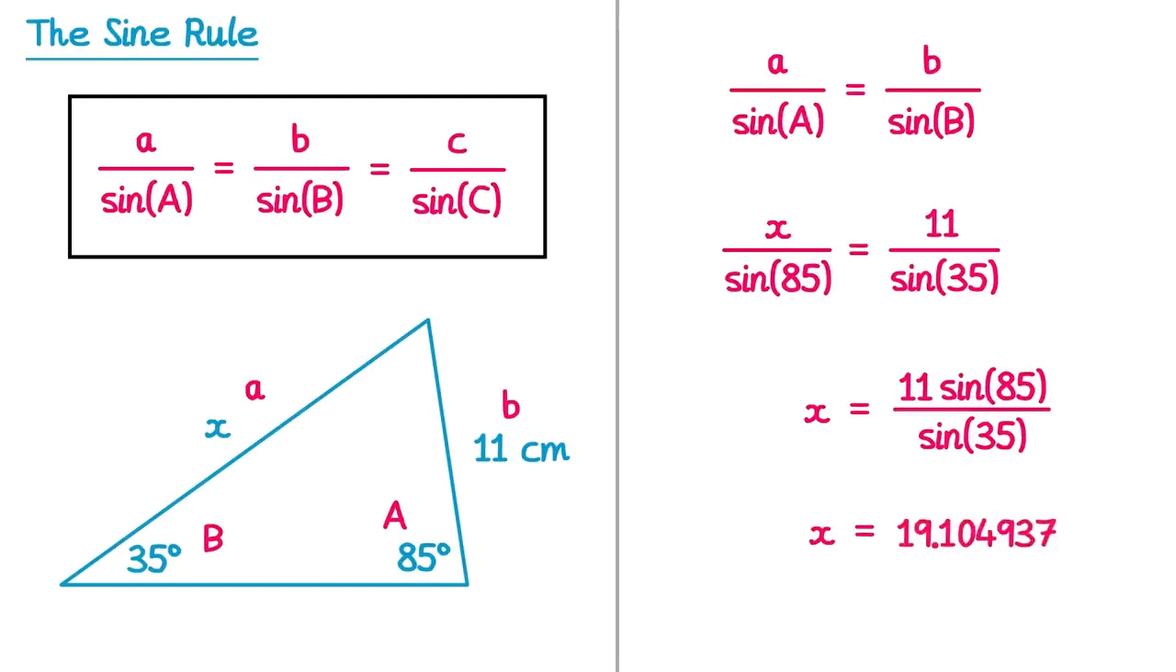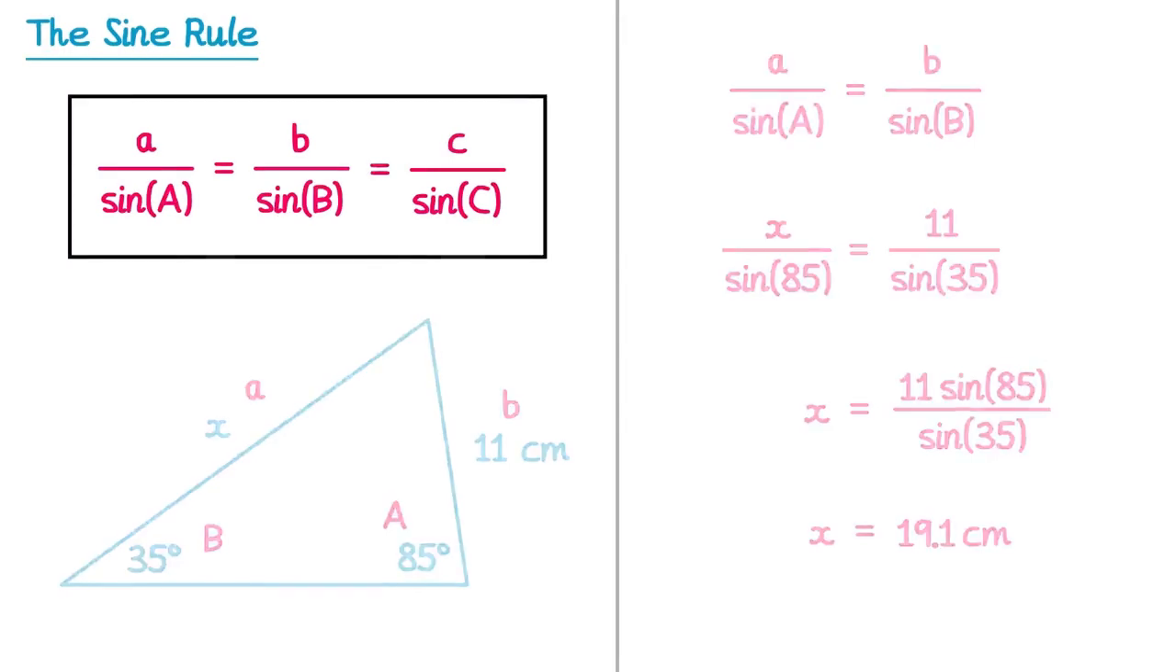19.104937. The question may give you an indication for how accurate to give your answer, often 1 decimal place or 3 significant figures. So let's round this one to 1 decimal place, and that would be 19.1, and we also need some units on there, and we can see this one was in centimeters. So 19.1 centimeters.